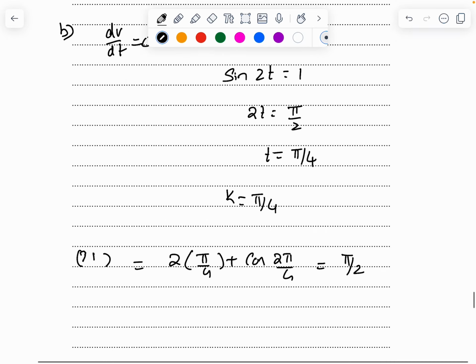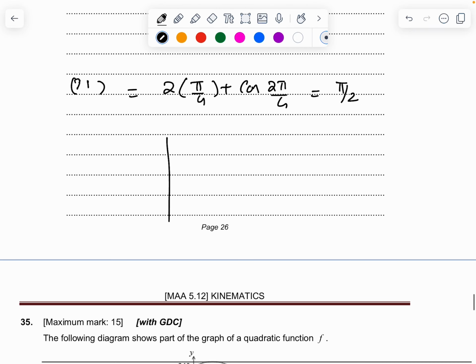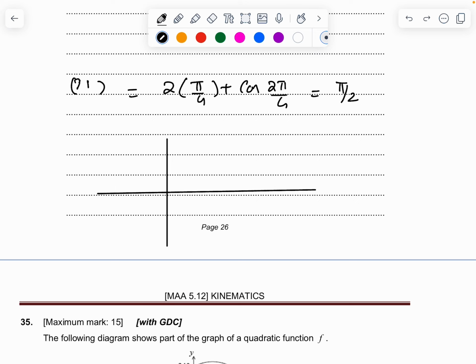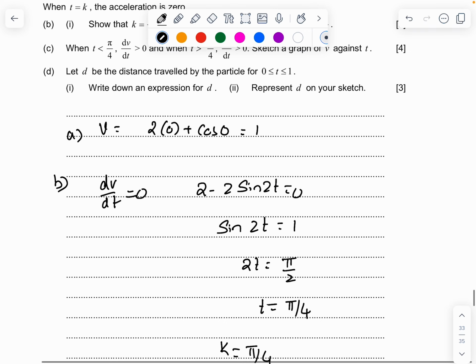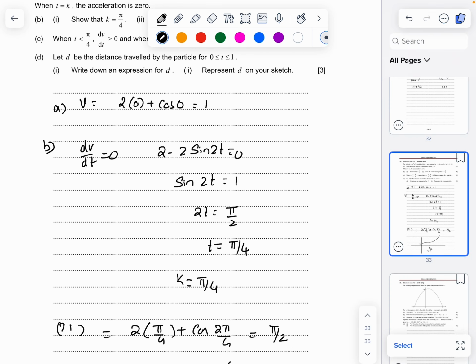Sketch the graph of v against t. So this is at pi by 4. So it keeps on increasing, point of inflection. This should be the shape of the graph, 1. Finally, part D, let d be the distance traveled by the particle from 0 to 1. Write down an expression and represent it by the sketch.